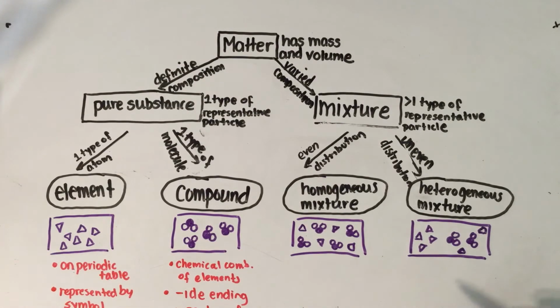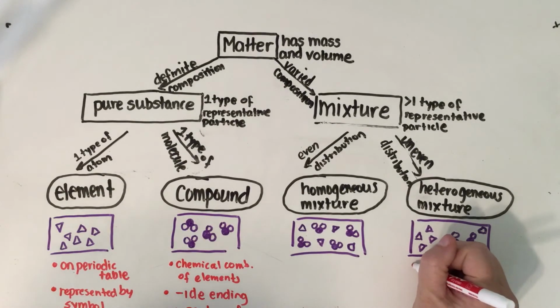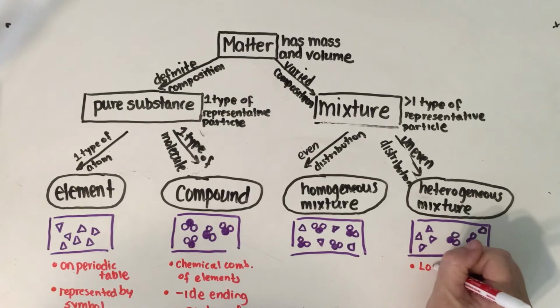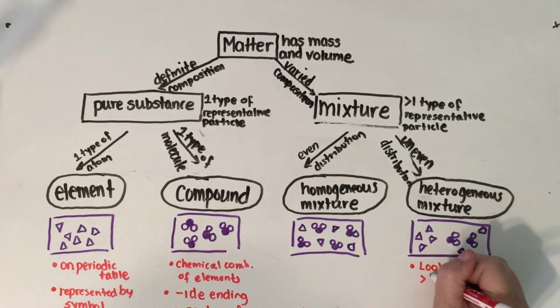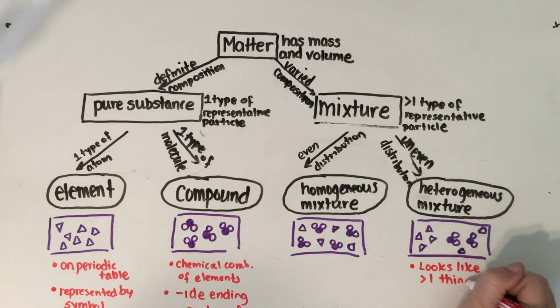You can see some chunks that look different than other parts. So heterogeneous mixture is the one that looks like there's more than one thing within it. So think of like a salad or a bowl of soup, or even an aquarium where you can see the water and you can see the gravel in the bottom. If you can see more than one thing within your sample, then it's going to be a heterogeneous mixture.